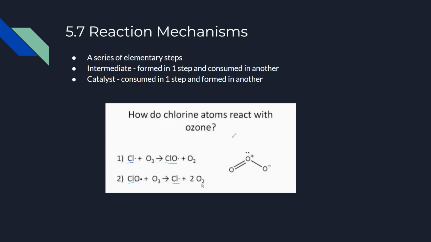So the chlorine is a catalyst. The ClO is formed in one step and consumed in another. So you have your intermediate as ClO and your catalyst as Cl.